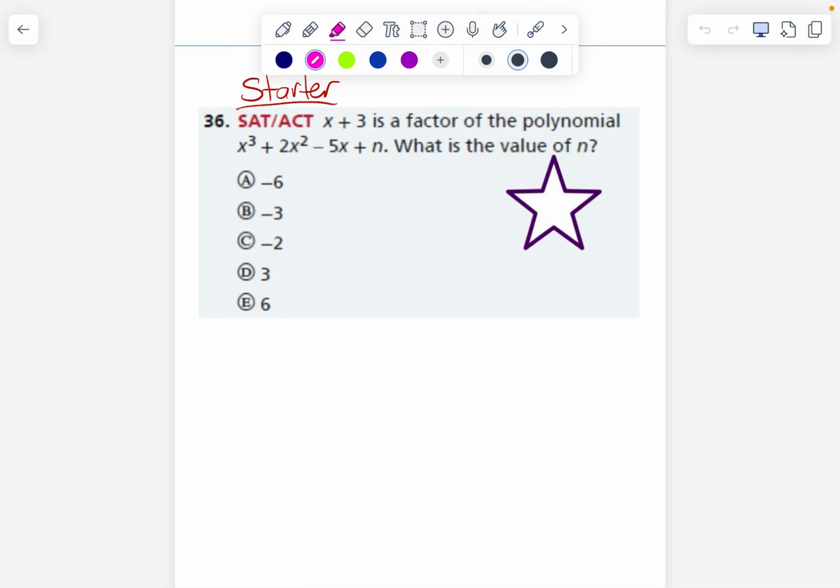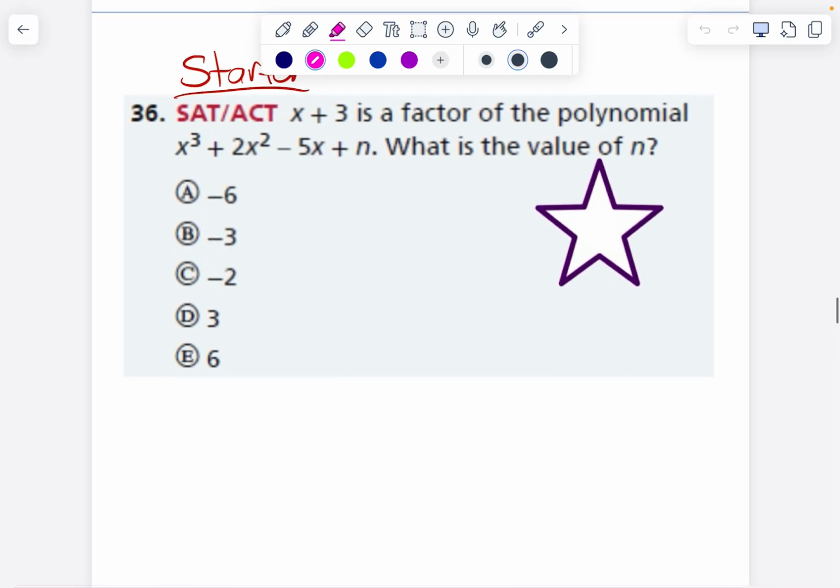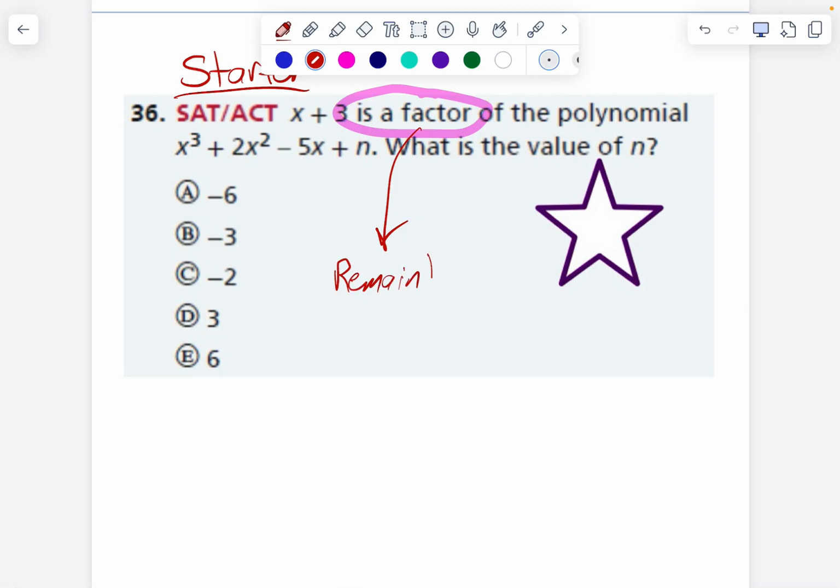Okay, what does it mean if x plus 3 is a factor of this polynomial? Or what do we know about that situation if x plus 3 is a factor? Help out. X plus 3 is a factor of the polynomial, so what do we know is true? Yeah, okay. So our factor theorem means that the remainder is, I'm going to write that word actually. If it's a factor, the remainder is 0.